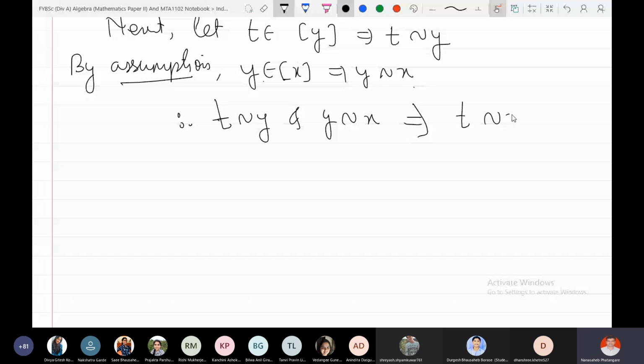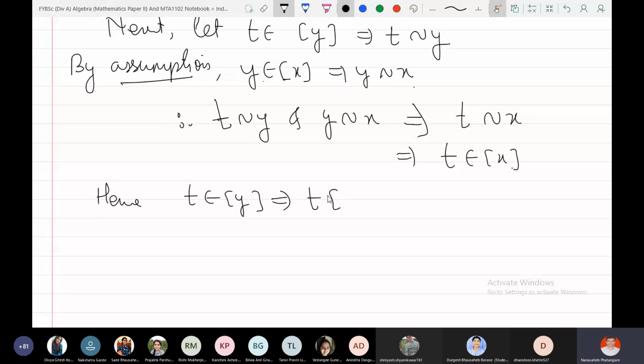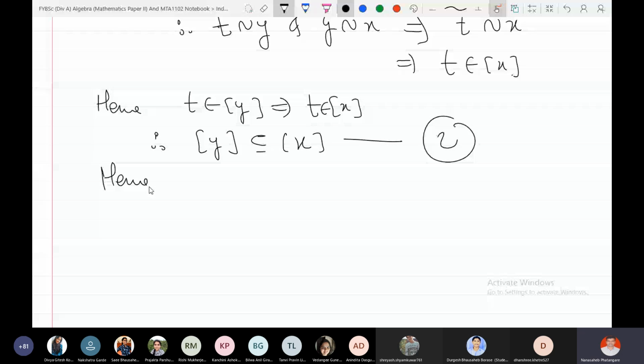Hence T belongs to class of Y implies T is in class of X. So no matter what T you select, you just close your eyes and select an arbitrary member from class of Y, and we find that it is a member of class of X. Hence, the entire class of Y sits inside class of X. And therefore, by 1 and 2, class of X is equal to class of Y.